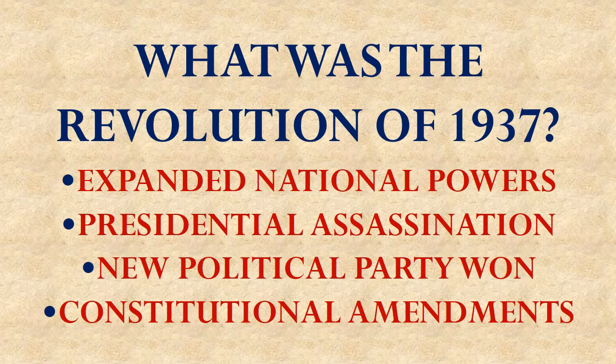So what then was the revolution of 1937? Did it expand national powers? Did it involve a presidential assassination? Did a new political party win power? Or was it a set of constitutional amendments? The Revolution of 1937 expanded national powers through the Supreme Court endorsing new laws passed by Congress in new areas.